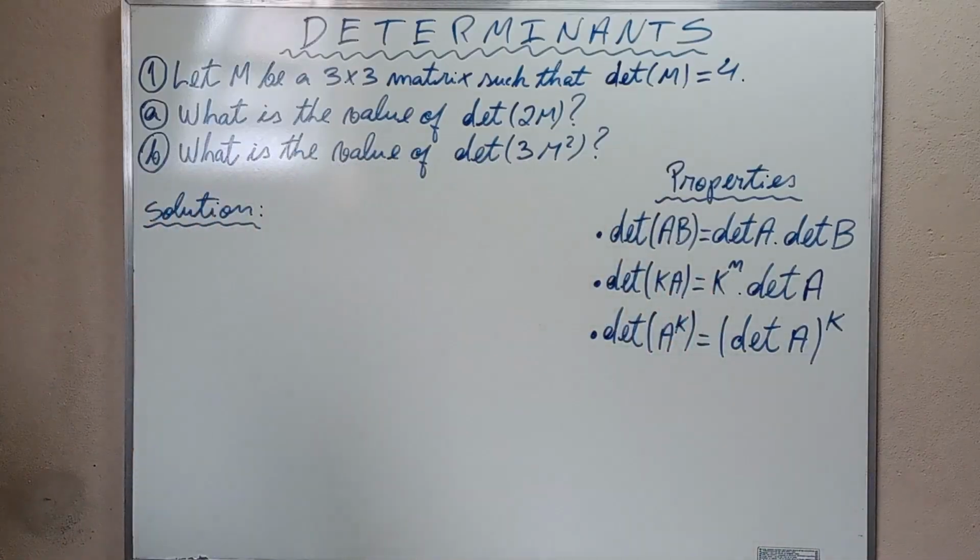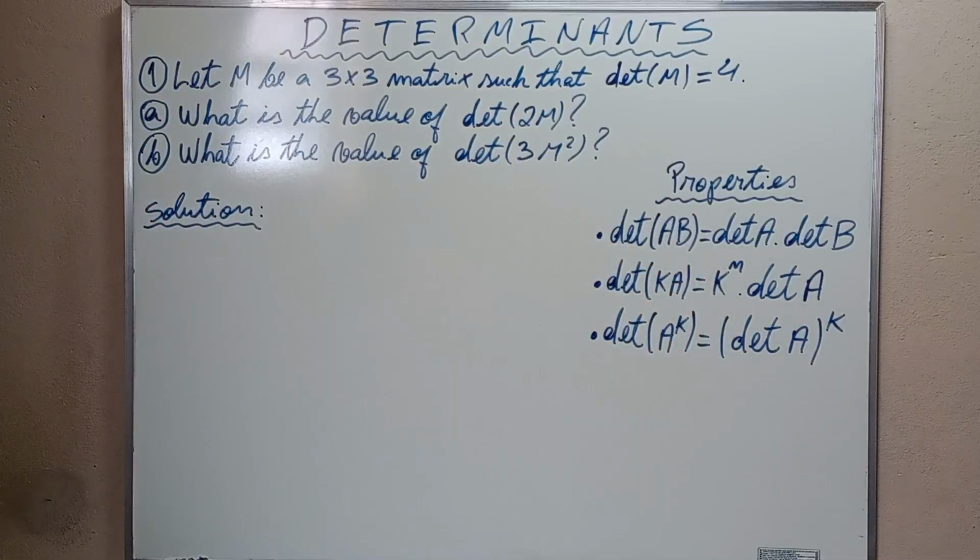Exercise number 1 says, let M be a 3 by 3 matrix such that the determinant of M is equal to 4. The questions: letter A, what is the value of the determinant of 2M? And letter B, what is the value of the determinant of (3M) squared? Alright my friends, this is exercise number 1. Let's go to the solution.